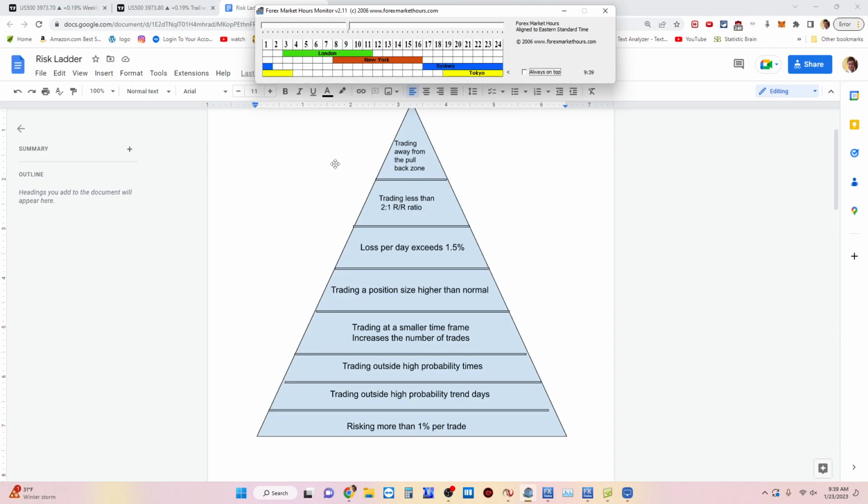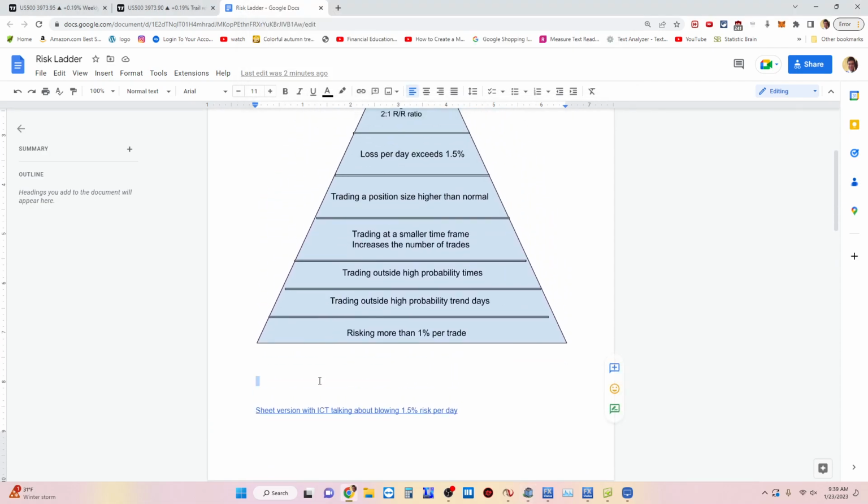So for the most part, that's the practicals, and then the more advanced kind of practical is like, so we have statistics that say the high probability trend days are probably like Tuesday, Wednesday, Thursday, and then high probability trend times is like 7 to like 10:30.